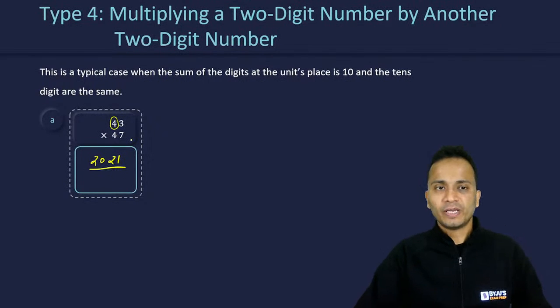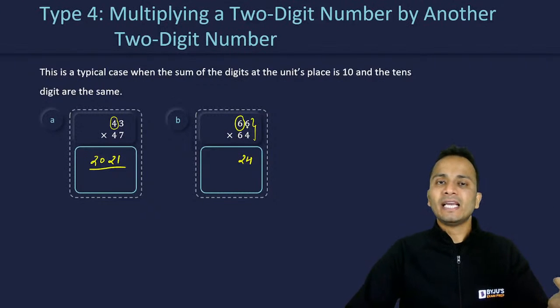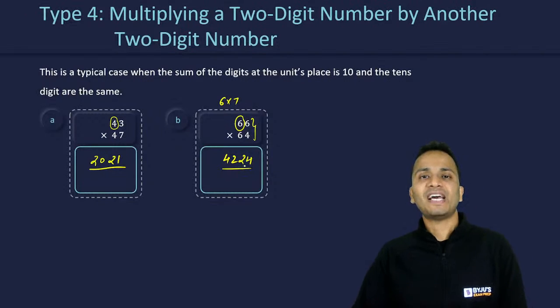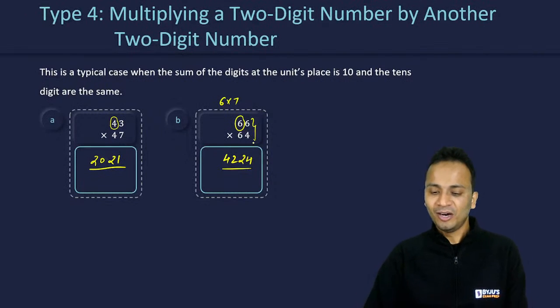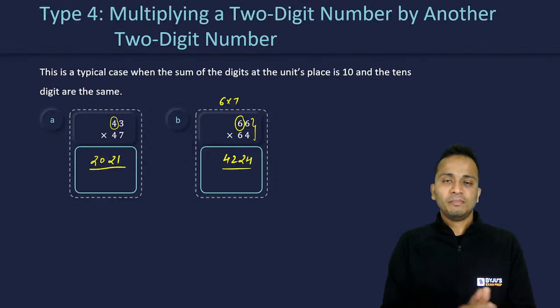Okay, let's take one more example. In this case, 6 multiplied by 4 is 24. And this number 6 multiplied by the next digit, 6 multiplied by 7, that is 42. So 4224 will be the final answer for this question. All right, absolutely correct, Jaydev. Okay, so this is the method for this particular type of questions.